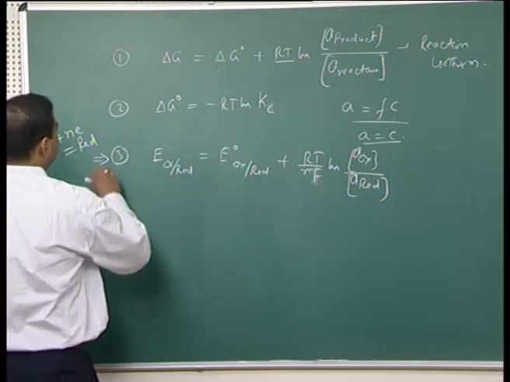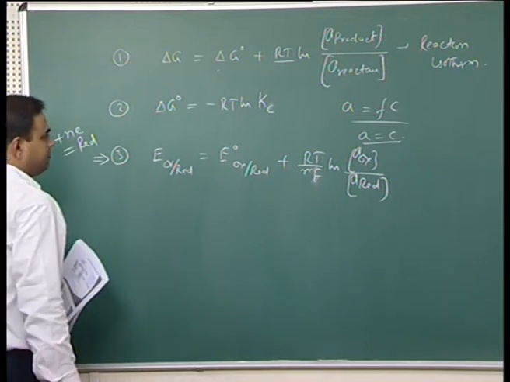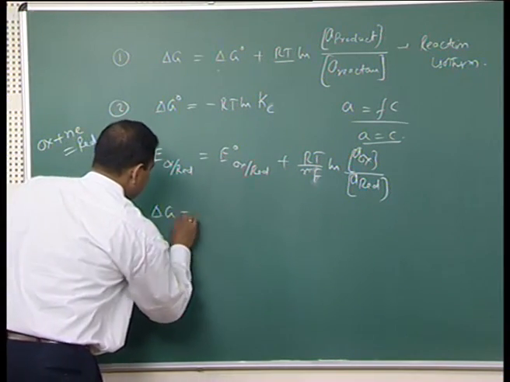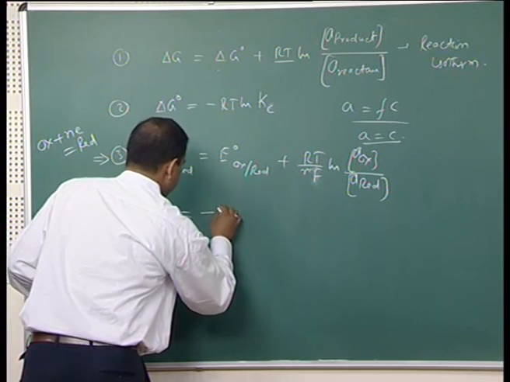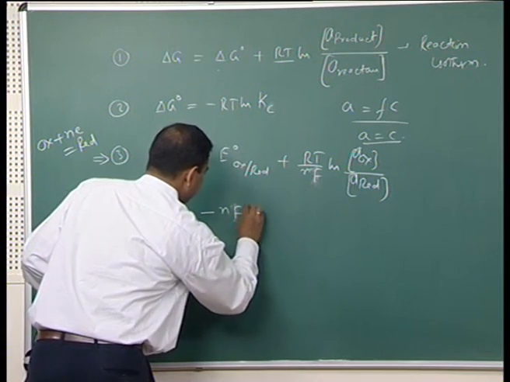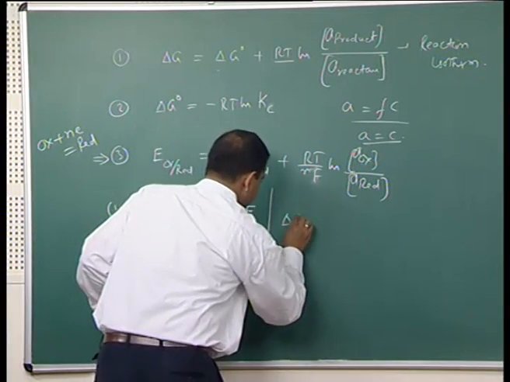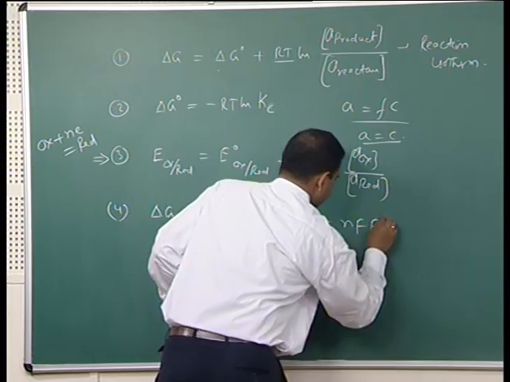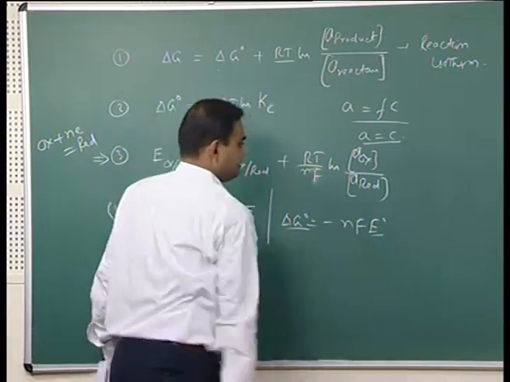Now, again we have seen the relation between del G and the reduction potential, which is del G equals minus nFE, or del G0 equals minus nFE0. That means, if you consider the standard state, then you replace this E in the form of E0.